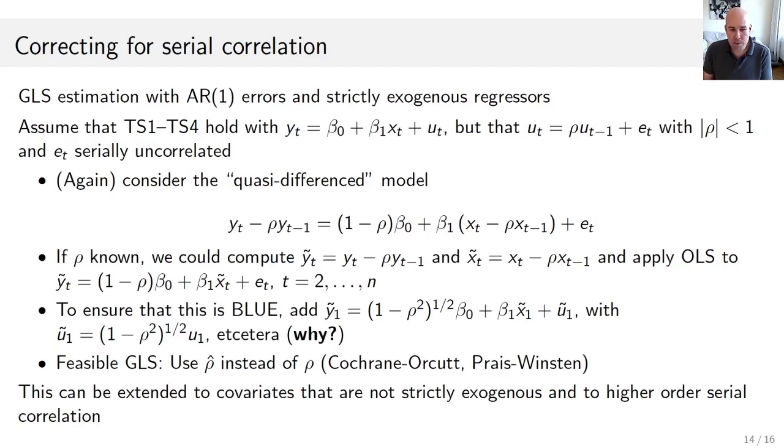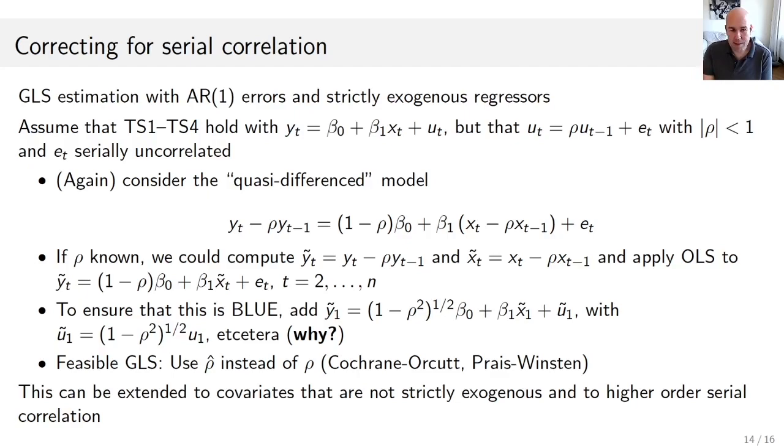And to make that feasible, and this is the last bullet point, we need to use an estimate of rho instead of the actual rho. All this is attributed to four people: Cochrane, Orcutt, Prais, and Winsten. And it's a fairly classical result in time series econometrics. And again, this can be extended to covariates. We don't need strict exogeneity, and we also don't need first order serial correlation as an assumption. We can also extend that, so one can make that whole thing much more general as an approach.